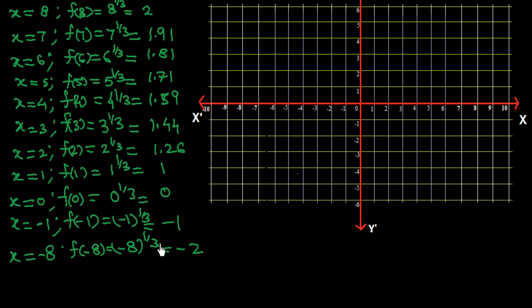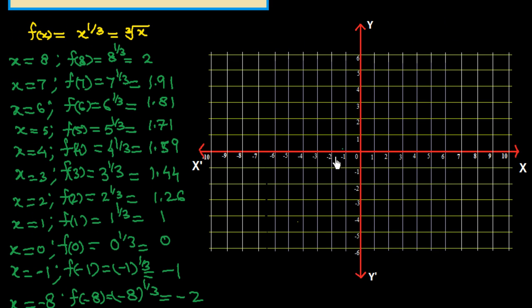So now we plot all these numbers on the graph. First I explain the graph. This is our graph, this is our x-axis, this is our y-axis, and this is our origin. Now we plot all these numbers here. First I plot x is equal to 8 and y is equal to 2, which would be here. If I put x is equal to 7 and y is equal to 1.91, it comes here.